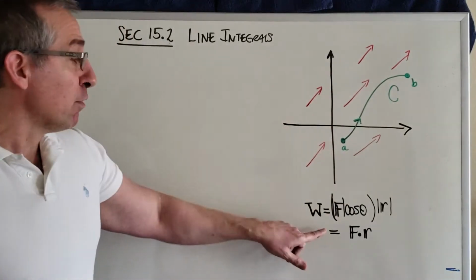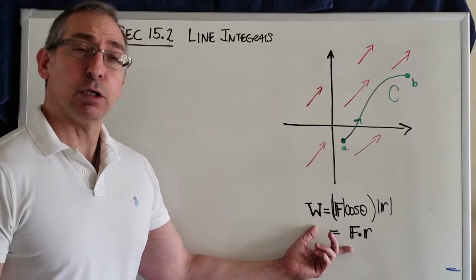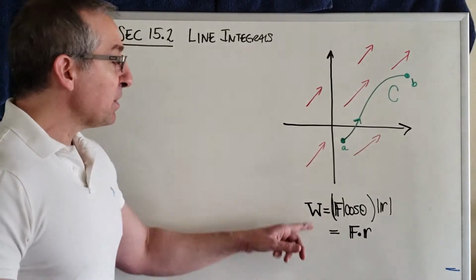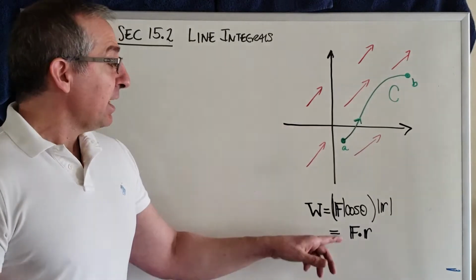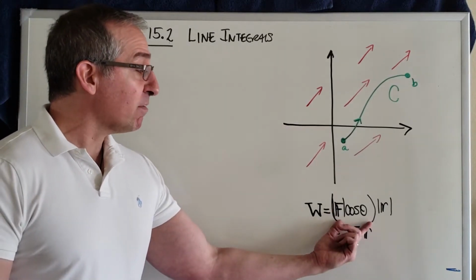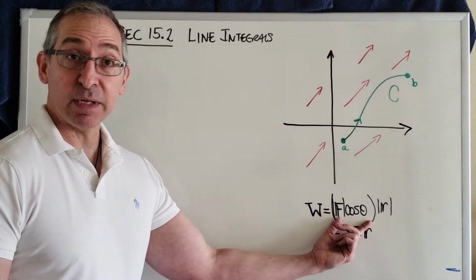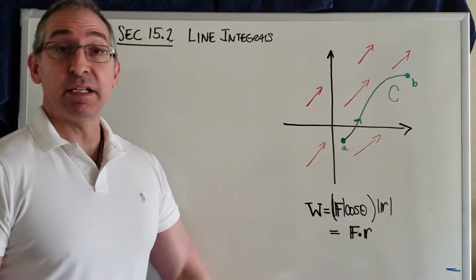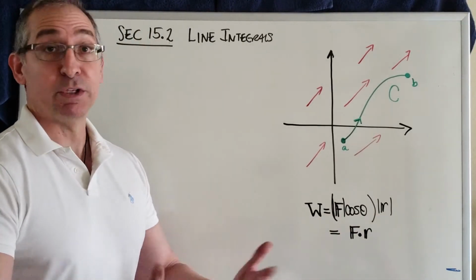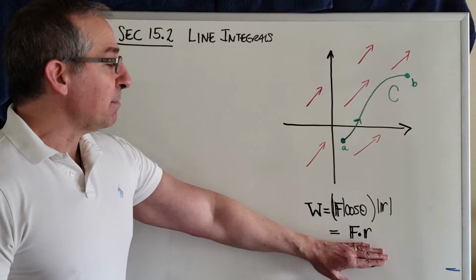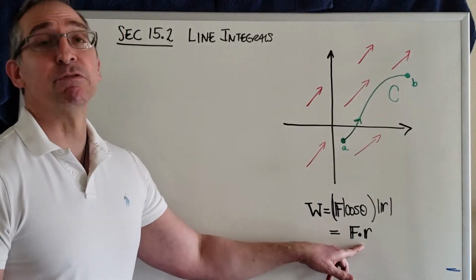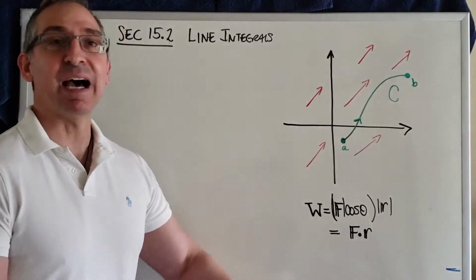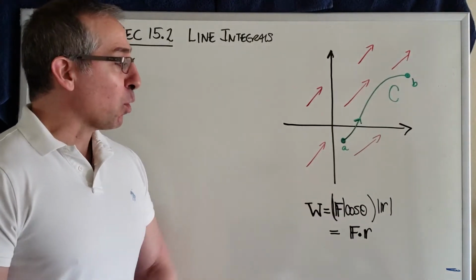Now I wrote down here from our work earlier in chapter 12. Remember that the work done by a force is equal to the amount of force that acts in the direction of the displacement times the magnitude of the displacement. We derived that in class, and said that because that's such a common expression in physics and engineering, we call that the dot product. It gets its own symbol. So F dotted with R gives you the work.